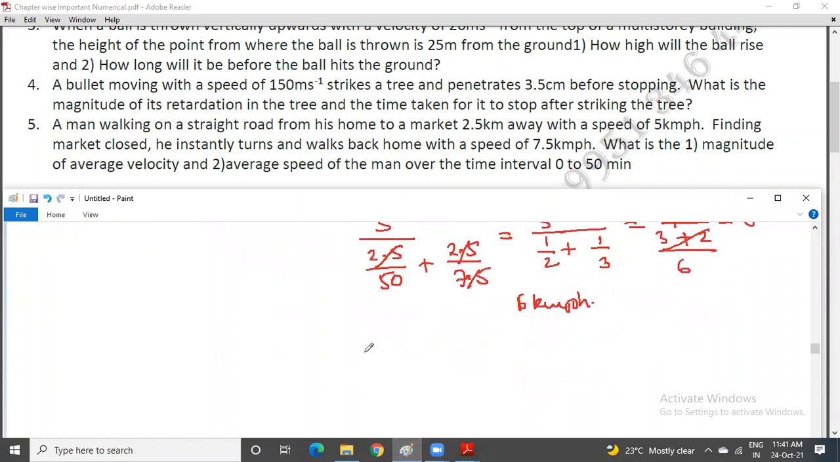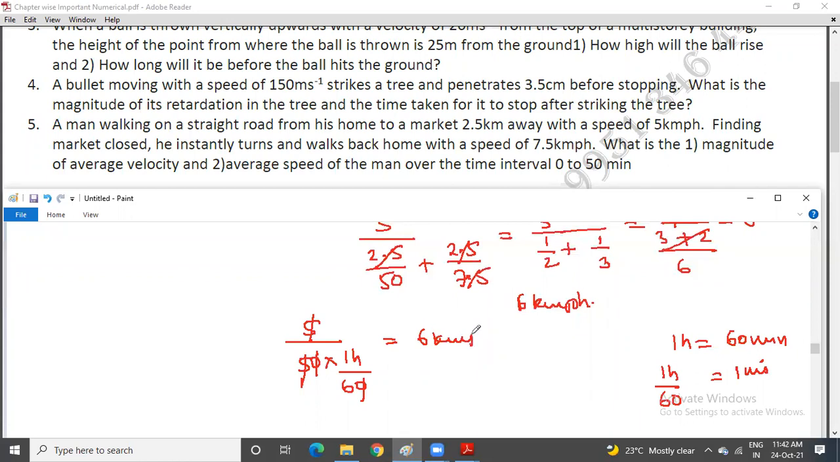In another way, you can directly show total distance by total time. What is the total distance covered? 5 kilometers. What is the total time? 50 minutes. So convert 50 minutes into hours, because 1 hour is equal to 60 minutes. So 1 minute is equal to 1 hour by 60. So 50 minutes means 50 by 60 hours. Therefore, the 0s cancel and the 5s cancel, so you'll get 6 kmph. You can show it directly like this also.